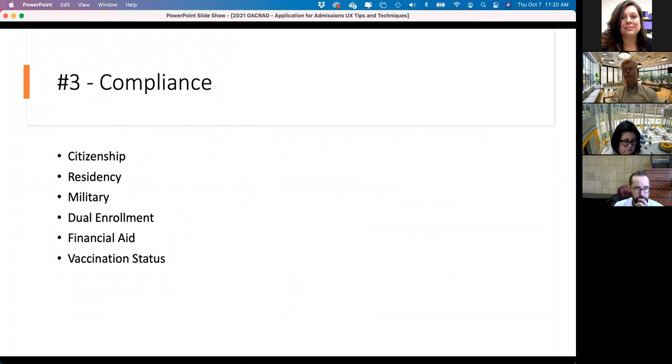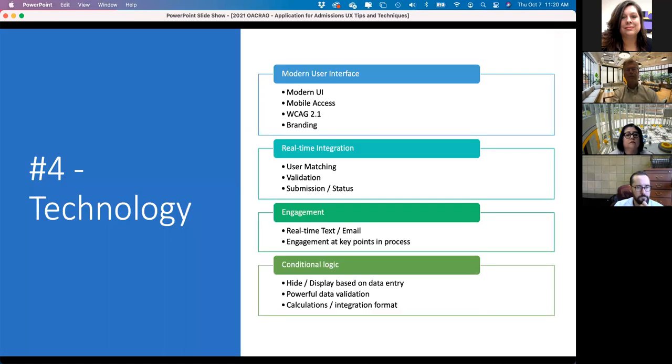Since we're running short of time, I probably will just go through this a little quicker, but we'll talk more about some of the things that, for example, vaccination status was a big one we talked about. Residency is always an important one as well. So for compliance purposes, how do you gather information for that? And then, of course, technology.